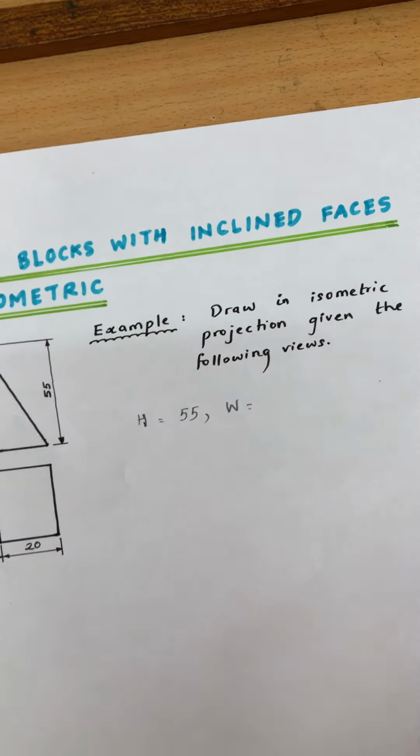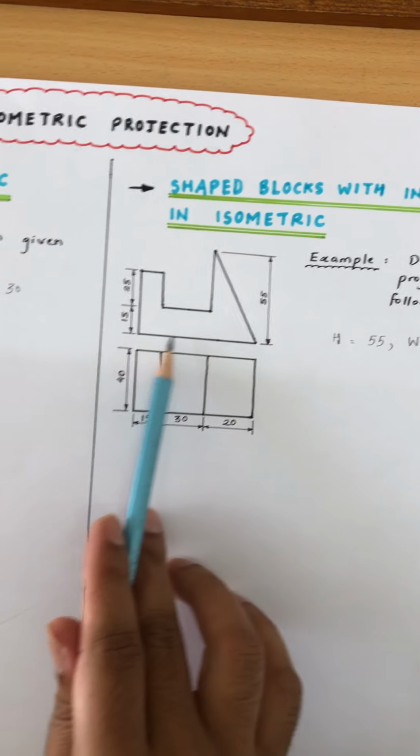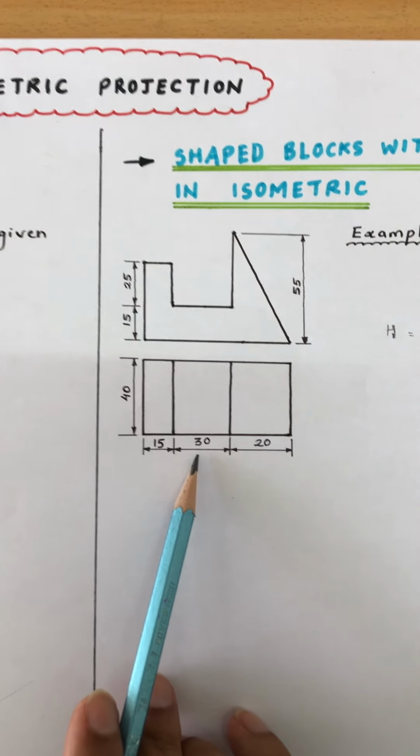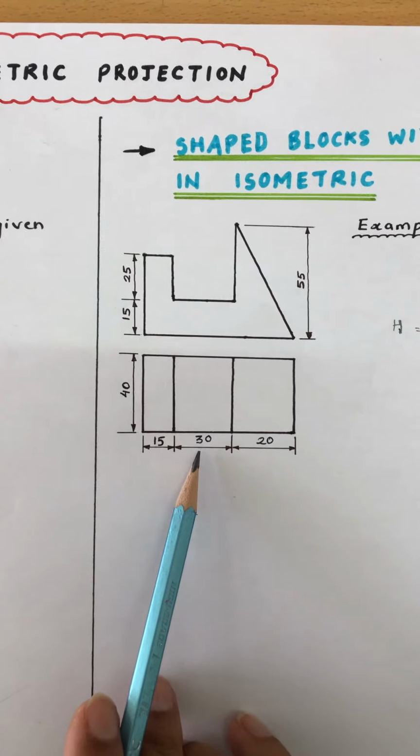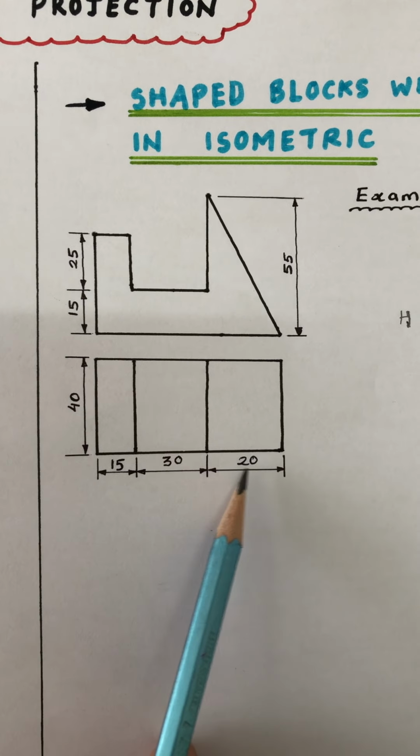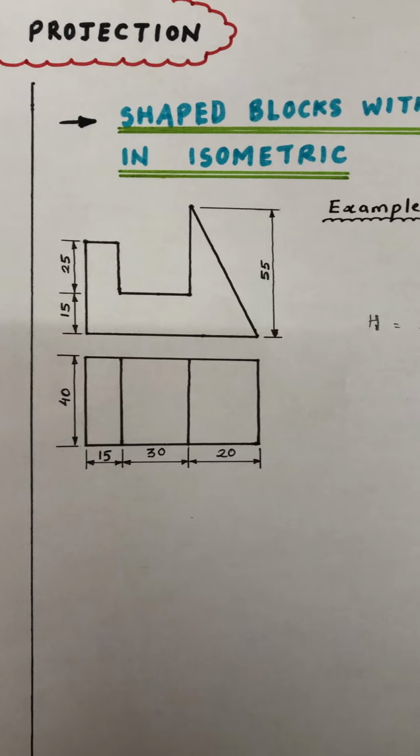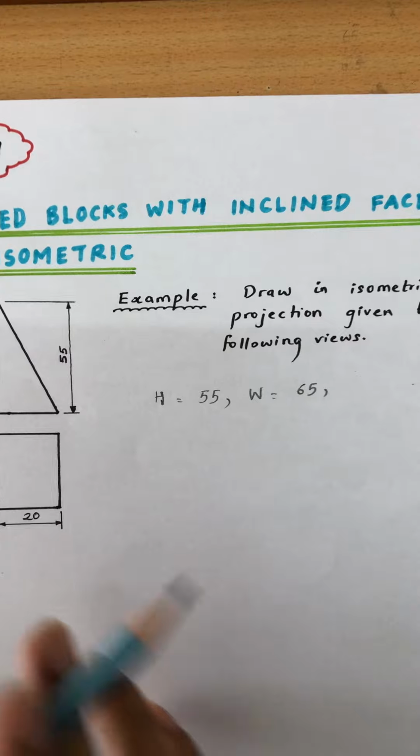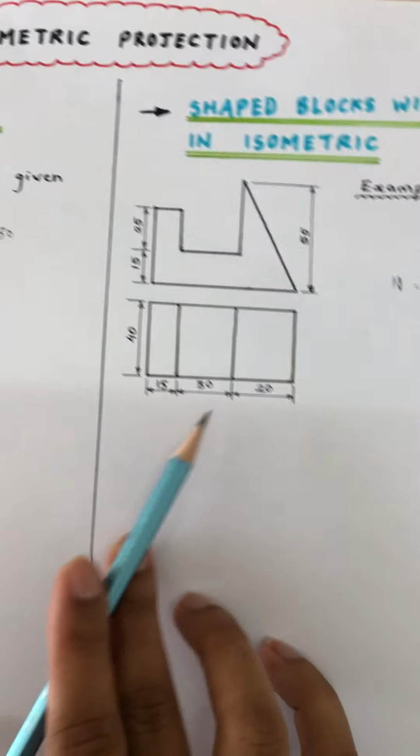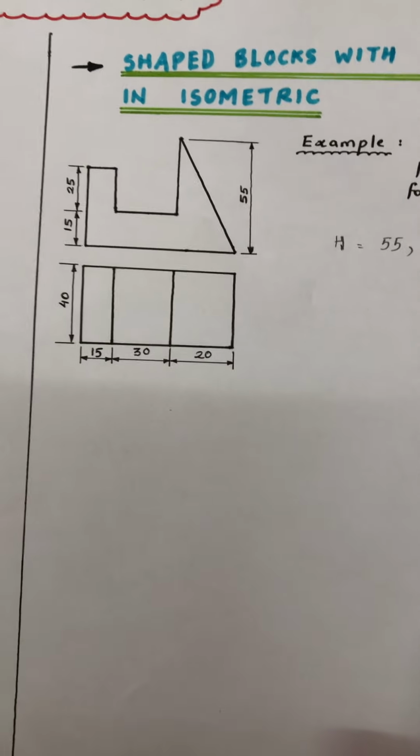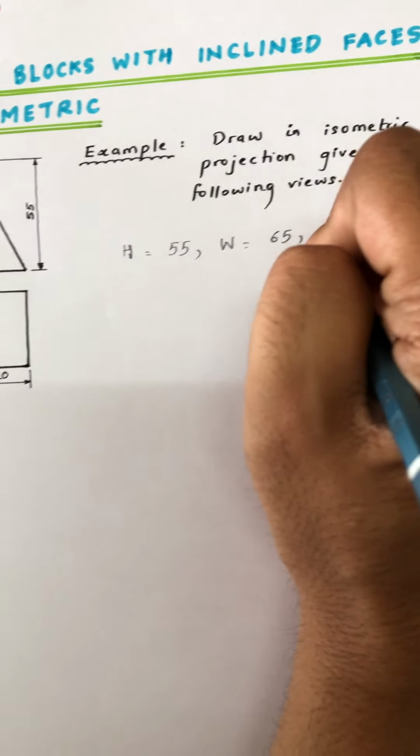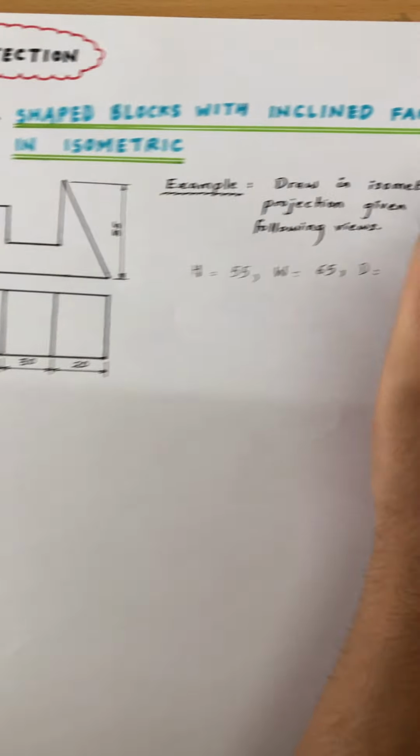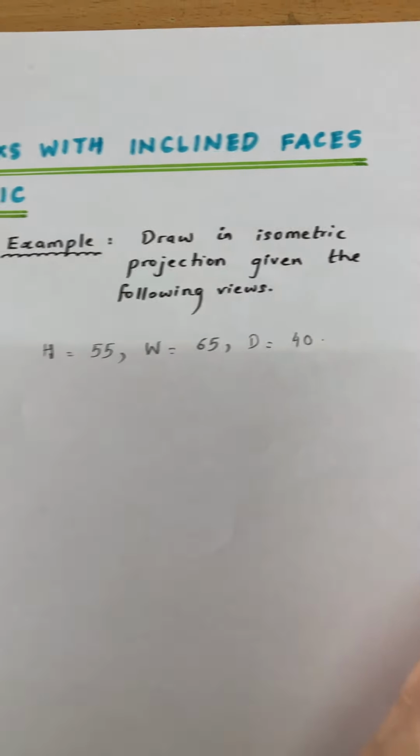Then we can obtain the width. The width is this dimension. We have it here, 15 plus 30, it gives us 45, and then added to 20, 45 plus 20, it gives us 65. So we have our height 55 and the width, which is 65. Now the depth, the capital D, this dimension, which is 40. So the depth is 40.